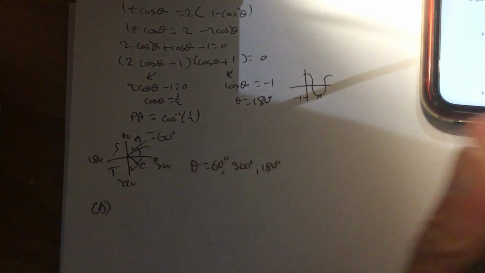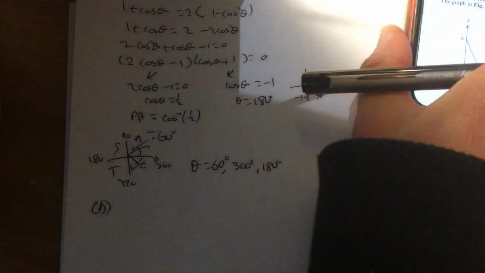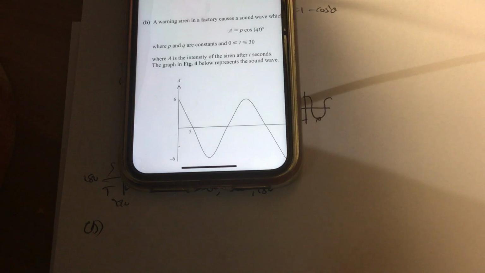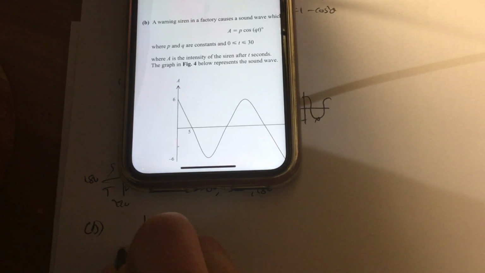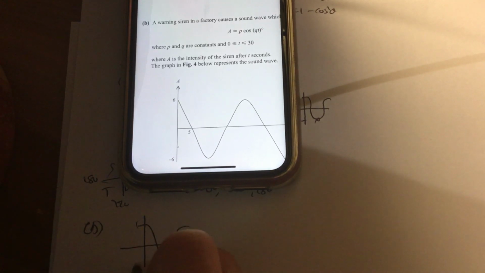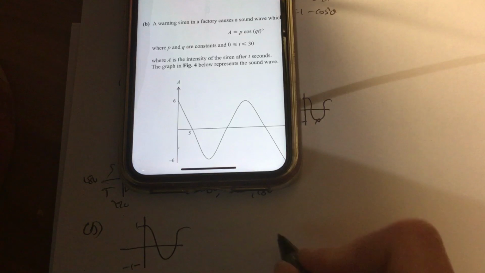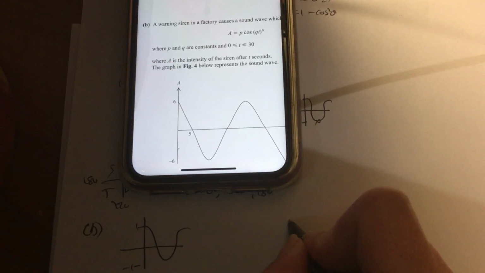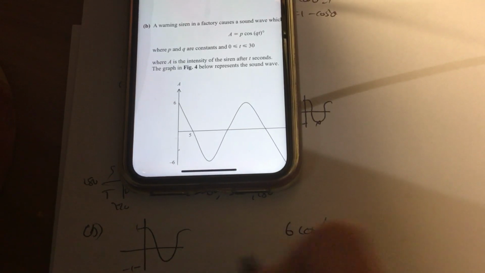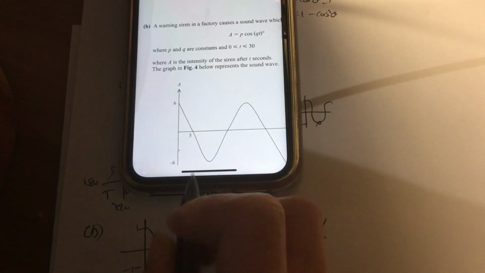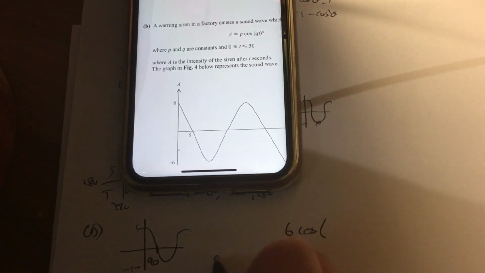Part B. We have this graph here in part B, and you can see it's a cos graph. Remember, a cos graph goes up to 1, so a normal cos graph is 1 to minus 1, and this goes 6 to minus 6. So first of all, my graph is going to be 6 times the cos. Now, a normal cos graph crosses at 90, this crosses at 5. So if I go 90 divided by 5 is 18.